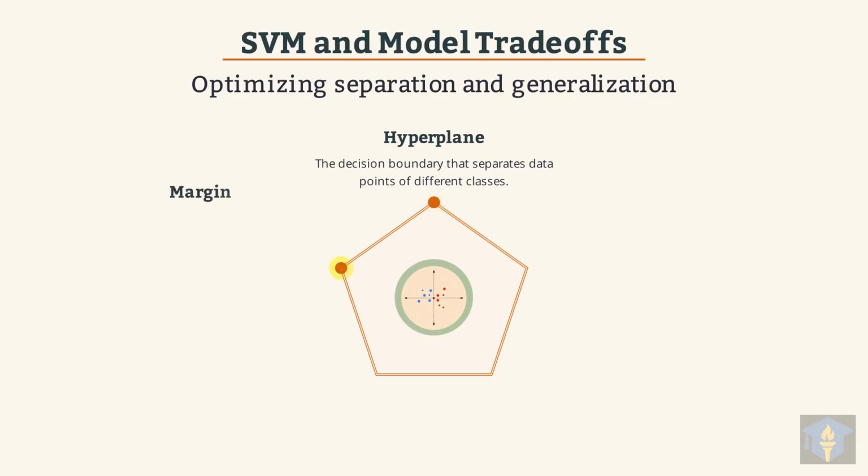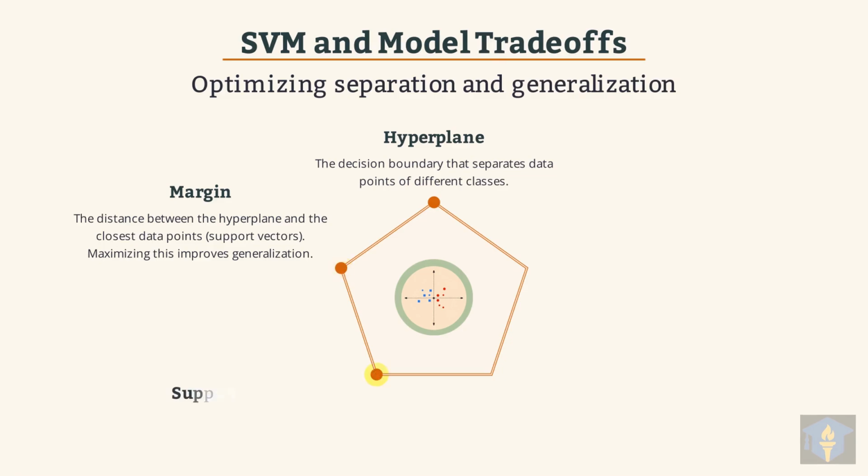Next, we have the margin, which is vital for the model's robustness and performance. The margin is the distance between the hyperplane and the closest data points, known as support vectors. Maximizing it improves generalization. Support vectors are those critical data points that directly influence the position of our hyperplane. These are the data points closest to the hyperplane, and they are crucial for defining the margin.